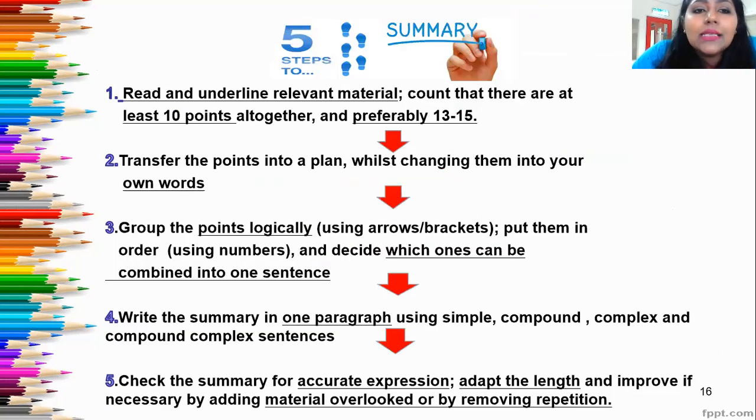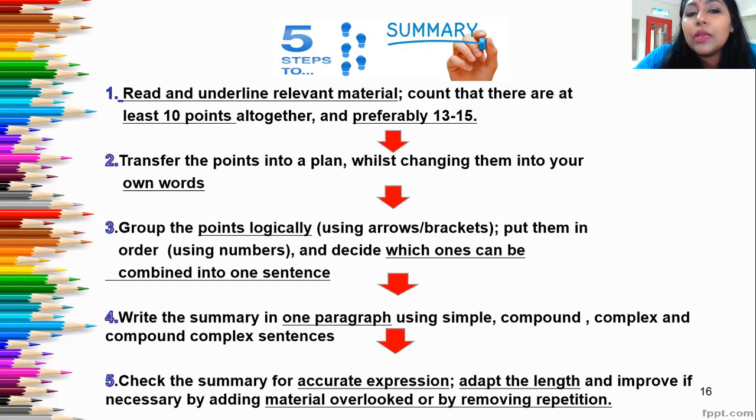Okay, and these are the 5 steps in order to write a good summary. Read and underline relevant material. That's the first thing that you need to do. Like I put here, there are about 10 points altogether, but try to get about 13 to 15, and then you can obviously choose the best 12 maybe. And then transfer all the points into a plan.